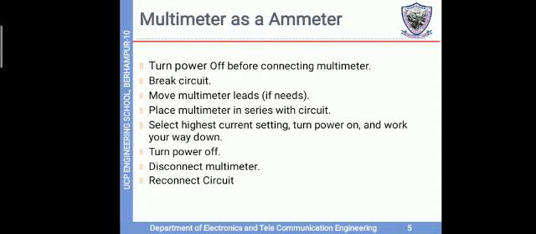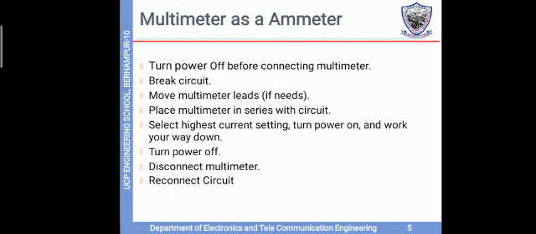Multimeter as an ammeter. Turn power off before connecting multimeter. Break circuit. Move multimeter leads. Place multimeter in series with circuit. Select the highest current setting. Turn power on and work your way down. Turn power off. Disconnect multimeter.